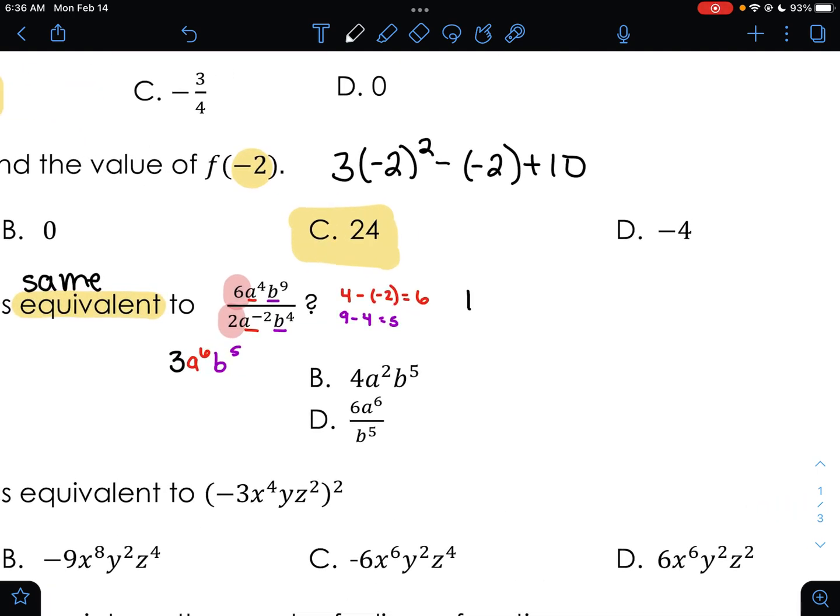Okay, so again here, 1, divide numbers, 2, subtract exponents of same variable.